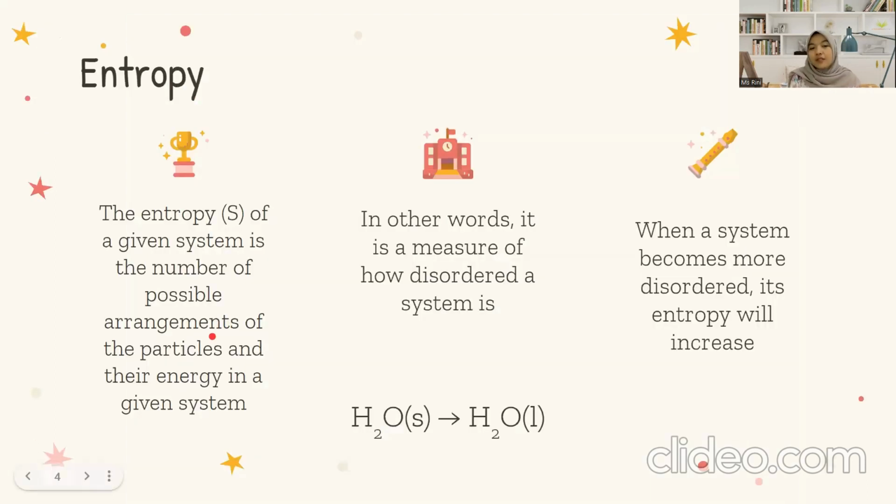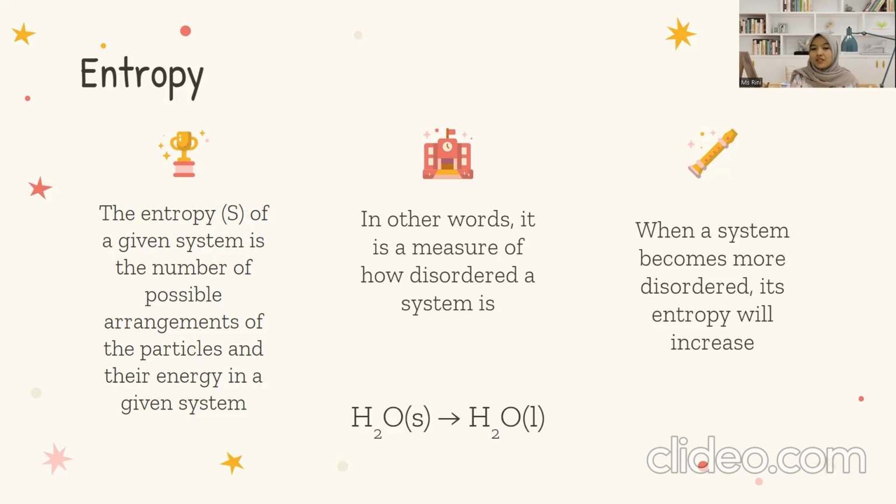The entropy, or the symbol is S, of a given system is the number of possible arrangements of the particles and their energy in a given system. In other words, it is a measure of how disordered a system is. When a system becomes more disordered, the entropy increases. So again, its entropy will increase when a system becomes more disordered.